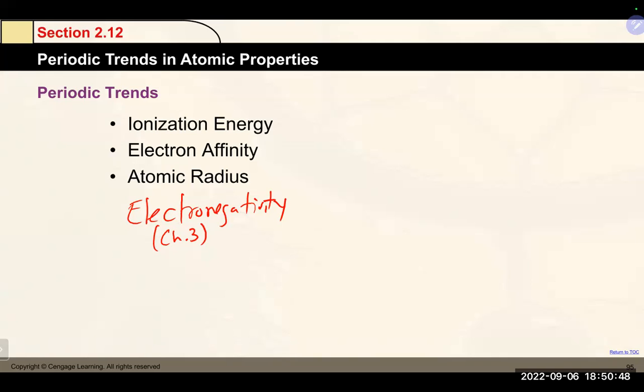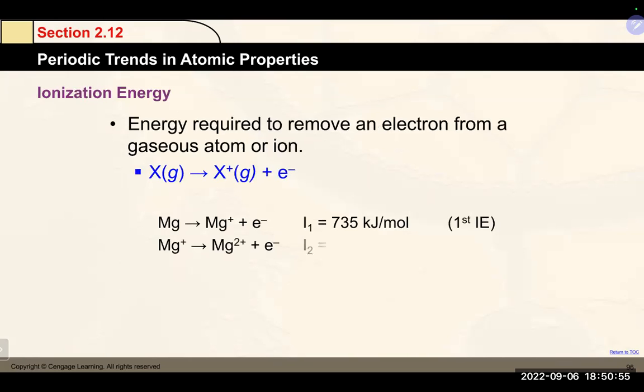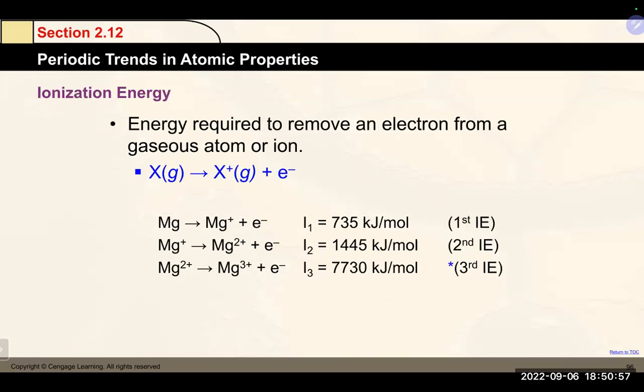Ionization energy is the energy that's required to remove an electron from the gas phase. So if you're not sure, electrons actually come off one at a time. So we don't lose all the electrons at once. They actually come off one at a time.